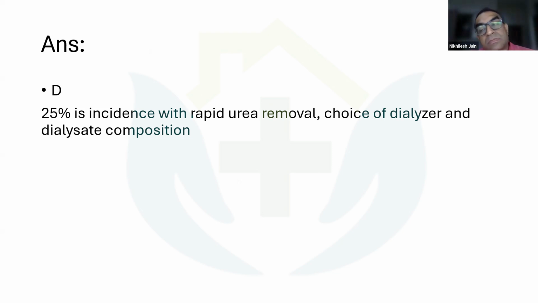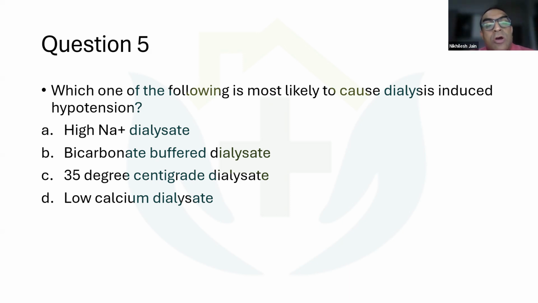And 25% of intradialytic hypotension happens with a rapid urea removal. It also depends on the choice of dialyzer and the dialysate composition. So going back to the question, you get options like these, low calcium dialysate is the more appropriate thing. High sodium, of course, will never do. So high sodium is the most unlikely. Among the other three options, the most appropriate option would be a low calcium dialysate.